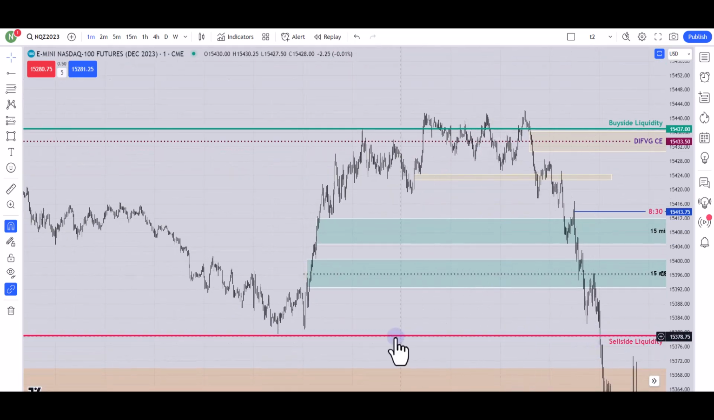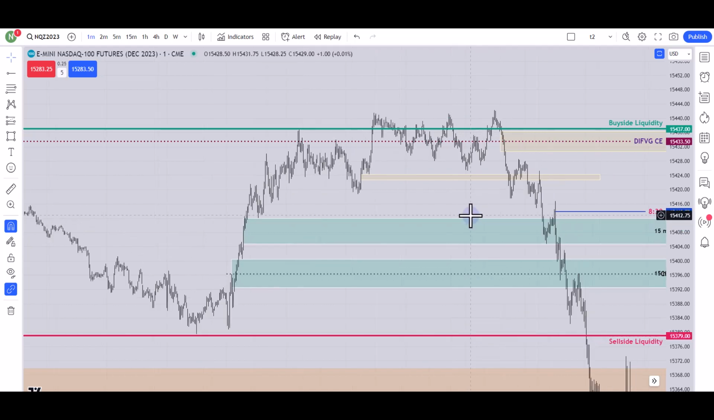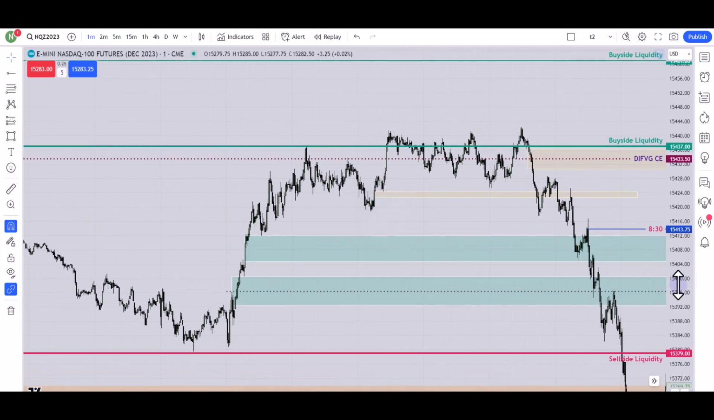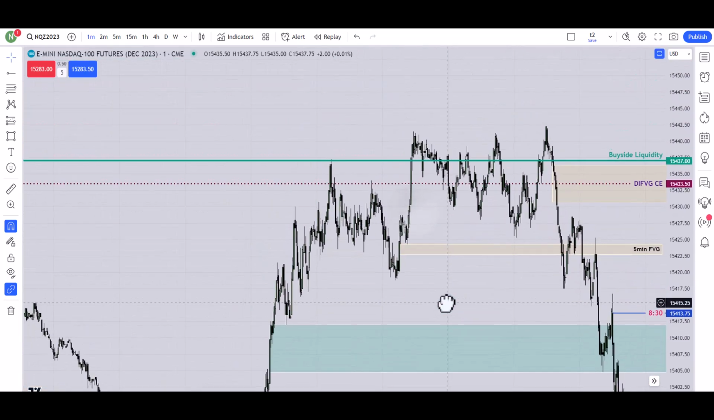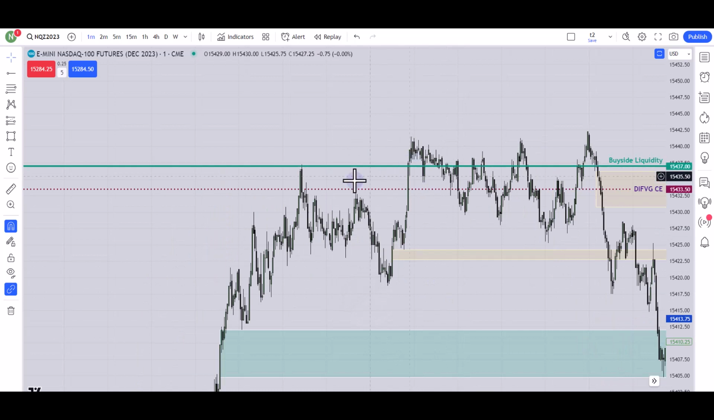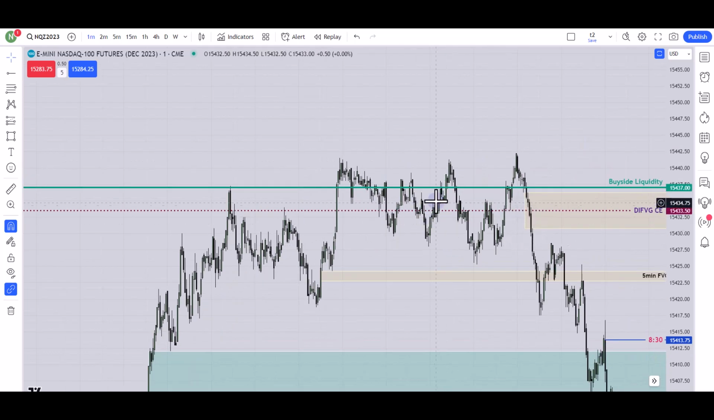I wanted to keep it open so that, because tomorrow is FOMC, I can trade taking the sell. So let's see what price actually did. Before the 9:30 opening, price actually went higher to this buy side liquidity. You can see it went higher, then consolidated over here. This is all before 9:30.